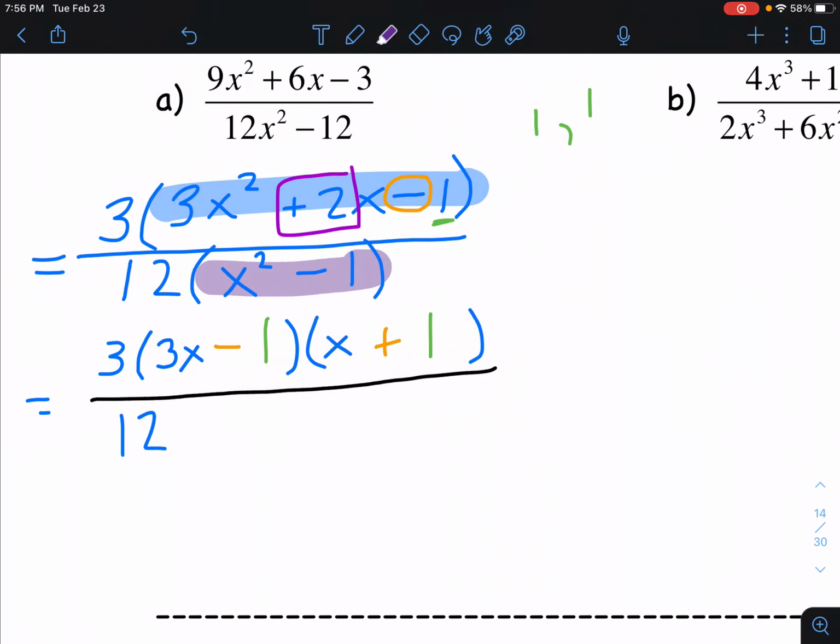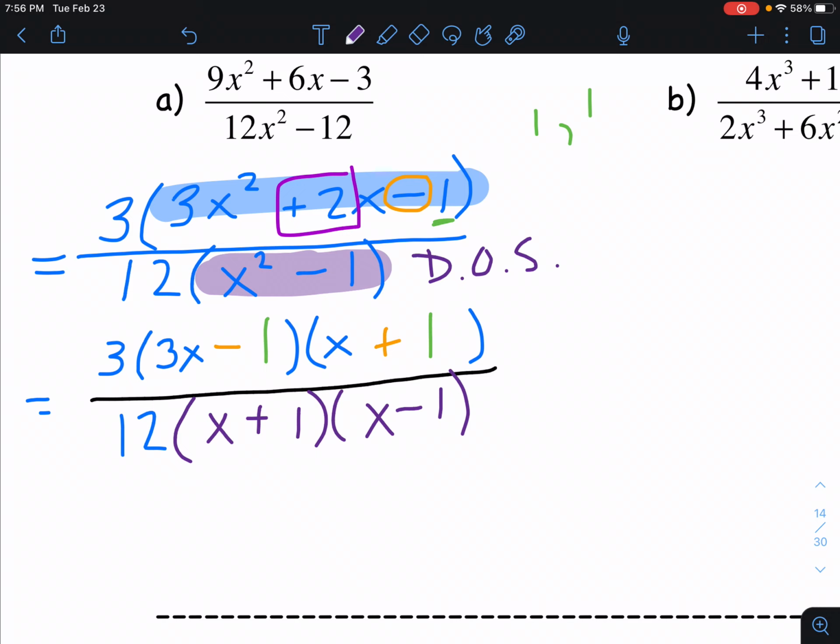This right here can be factored more. That's a difference of squares, which we learned a few sections ago. So difference of squares right there. You learned that also in Algebra 1 and Algebra 2. So if you need to brush up on difference of squares, just type that into YouTube.